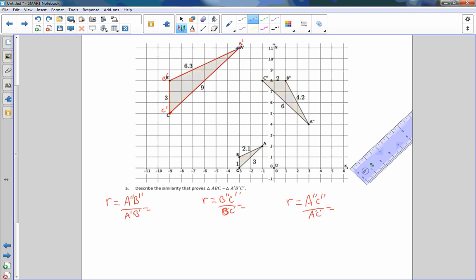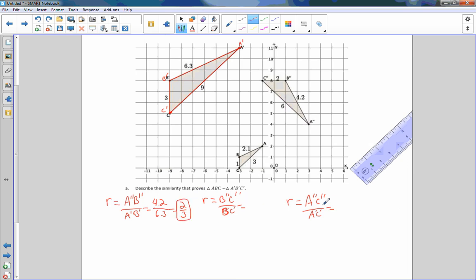A double prime, B double prime is 4.2, and A prime, B prime was 6.3. Well, half of 4.2 is 2.1, and half of 6.3 is 3.15. But will this reduce? Okay, so it will, because 2.1 will go into both of these. 2.1 goes into 4.2 twice, and 2.1 goes into 6.3 three times. So my r is 2 to 3.